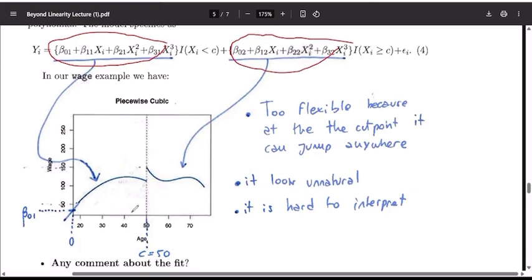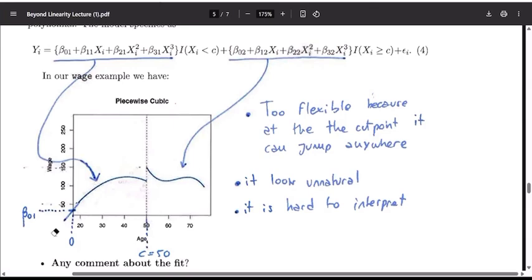How many modules have I reviewed now under the parametric? I've reviewed the polynomial module, the regression module, and the step function. Right now we're under piecewise polynomial. So the three of them actually fall under parametric regression. How do we solve the problem here? How do we make sure it is continuous?